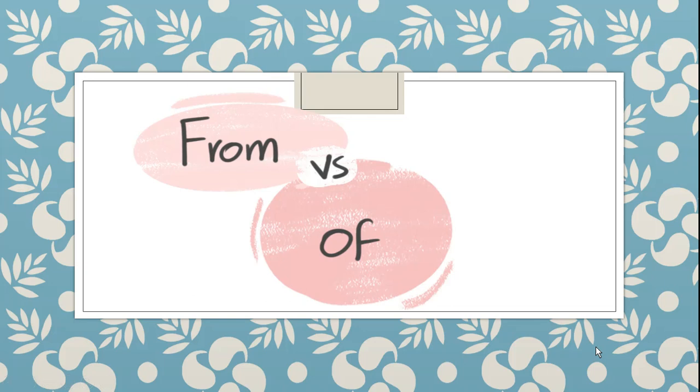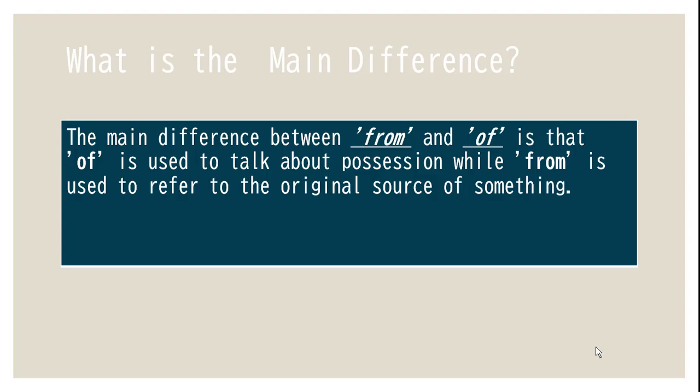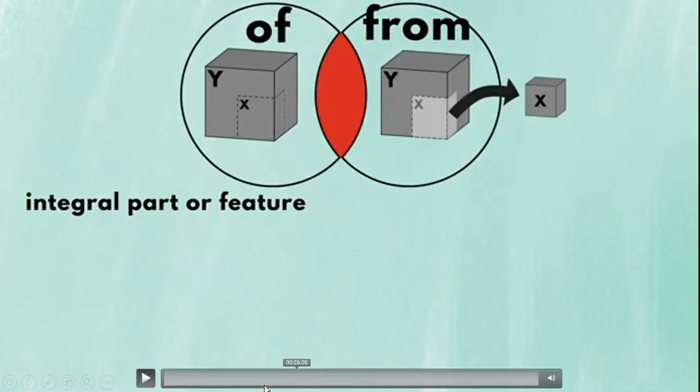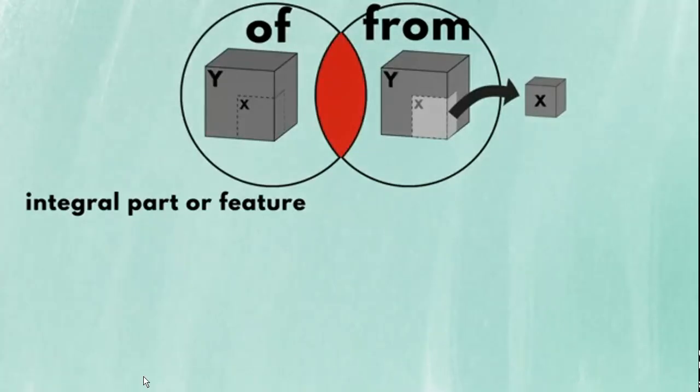Today we are going to learn about "from" versus "of". Okay, so here we go with the main difference between both of them. We use "of" when we are showing ownership, and we use "from" when we are talking about the origin of something. Right, so here we are talking about the important feature of "of" and "from".